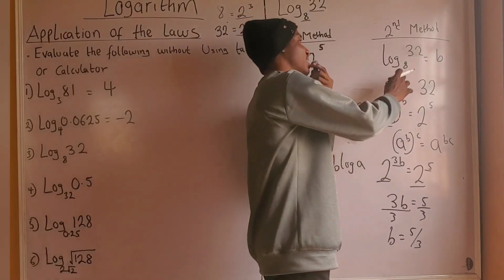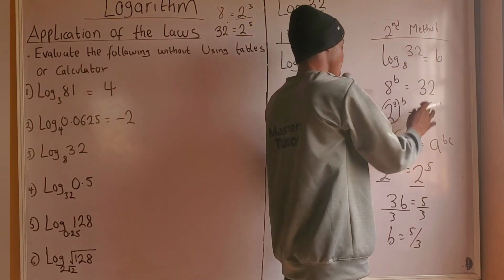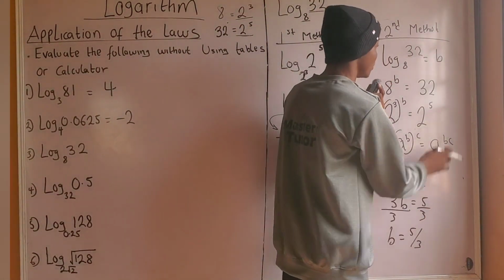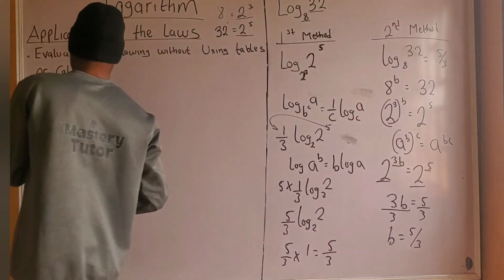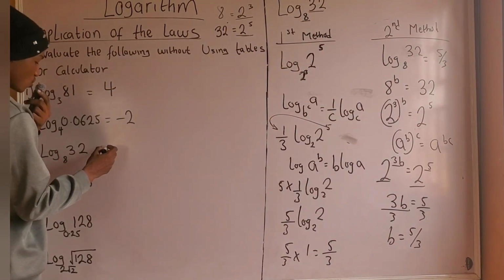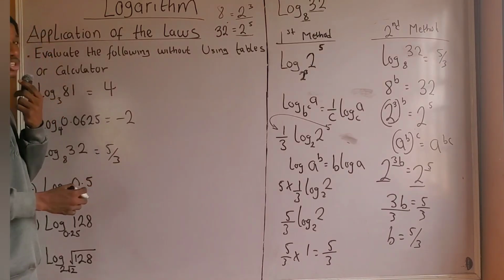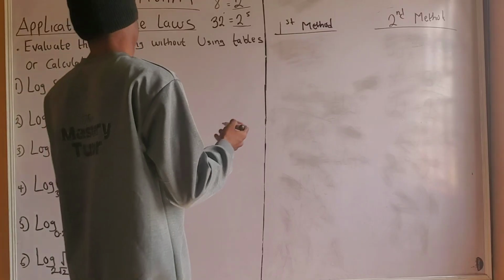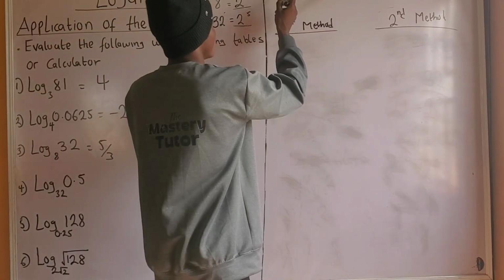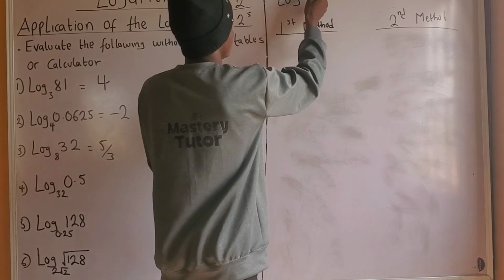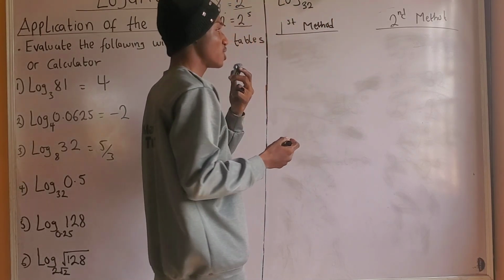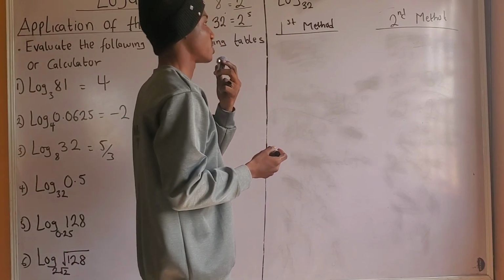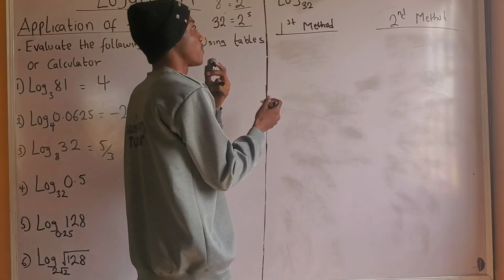Now, because we've let log 32 base 8 equal B, and B equals 5 over 3, that means the answer here will be 5 over 3. So the answer to this question is 5 over 3. Do you understand? Let's look at question number 4. We have log 0.5 base 32. Okay, I'm still going to solve this question using both methods. Let's start with the first method.